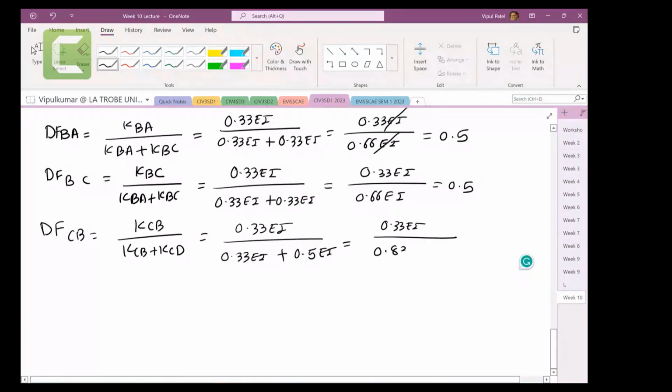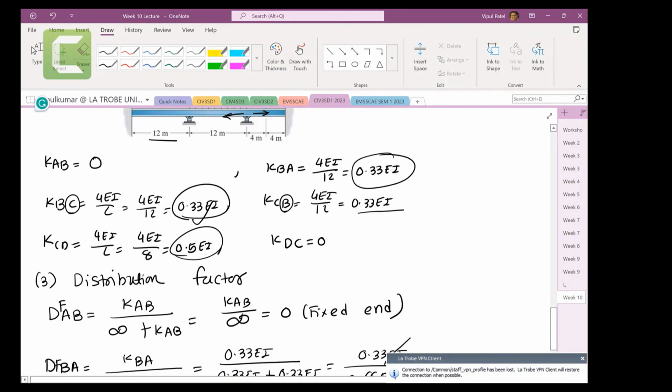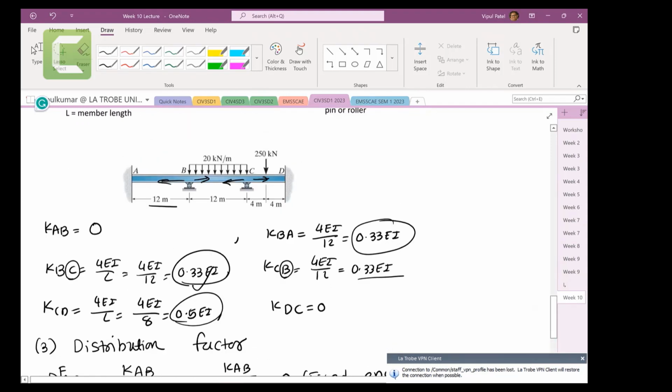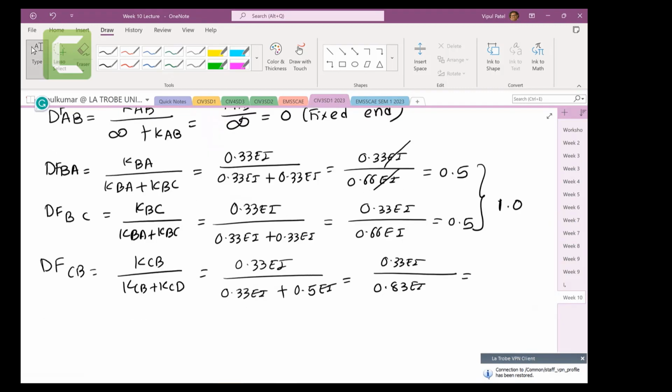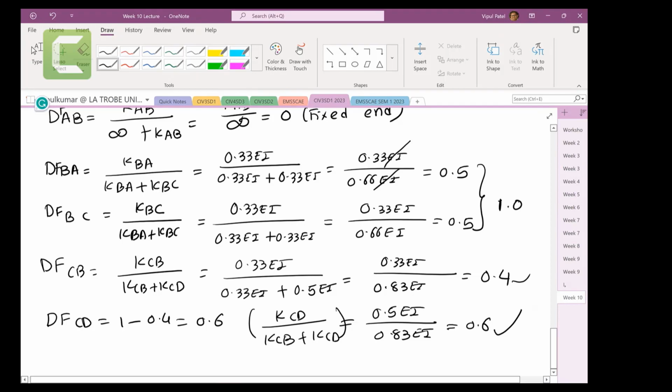EI over 0.83EI. And by the way, look at these ones. If you sum BA and BC, it would be 1. If you sum CB and CD, it would be 1 as well. So CB would be 0.4. And if I want to calculate the distribution factor of CD, straight away I can put 0.6, or you can calculate the long way like KCD over KCB plus KCD, equal to 0.5EI over 0.83EI, equal to 0.6.